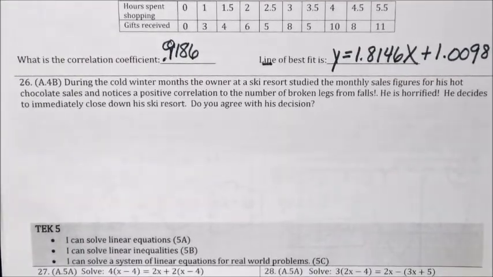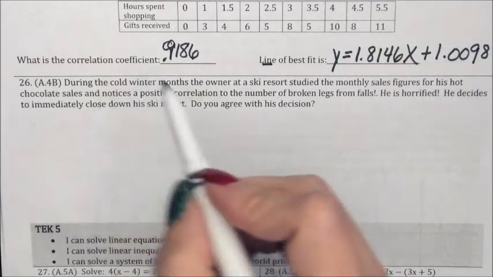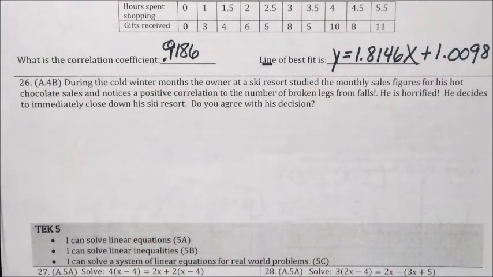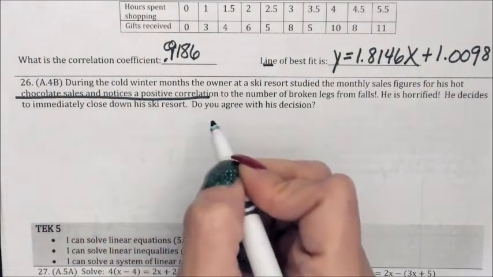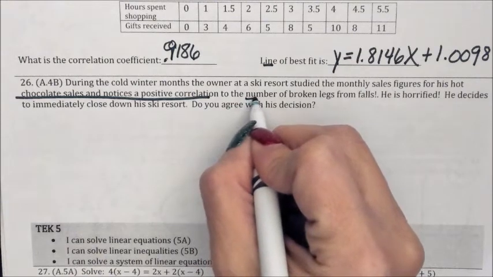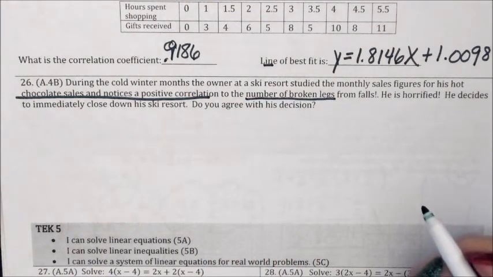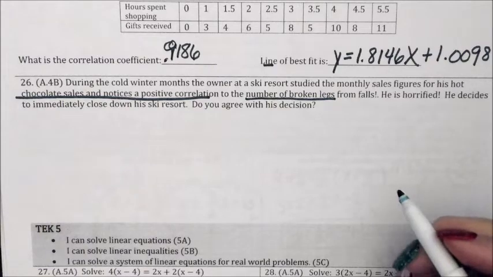Okay, during the cold months, the owner at a ski resort studied the monthly sales figures for his hot chocolate sales, and he notices a positive correlation to the number of broken legs from falls. He is horrified. He decides to immediately close down his ski resort. Do you agree with his decision? All right, so here we go. He's got this ski resort. He's selling a lot of hot chocolate. Hot chocolate sales are going up. But he's also noticing the more hot chocolate he sells, the more broken bones. Is there a positive correlation?